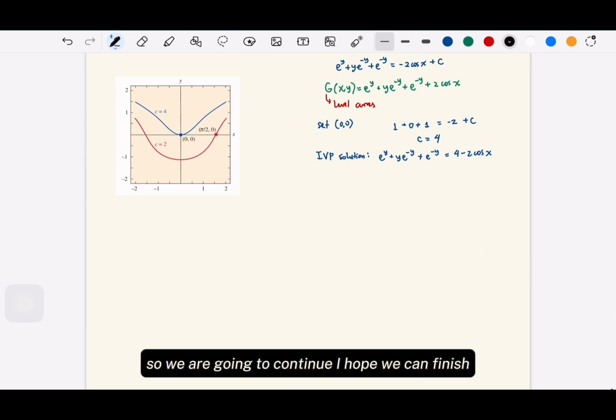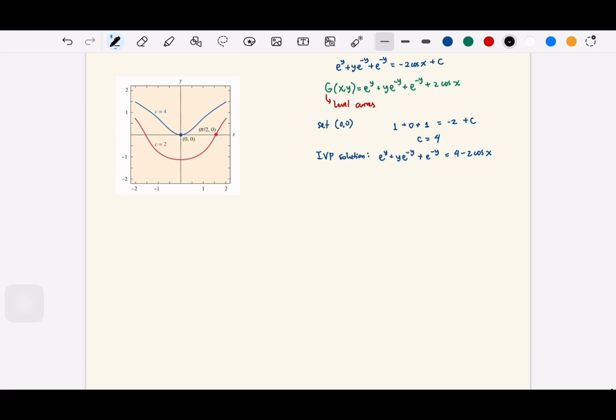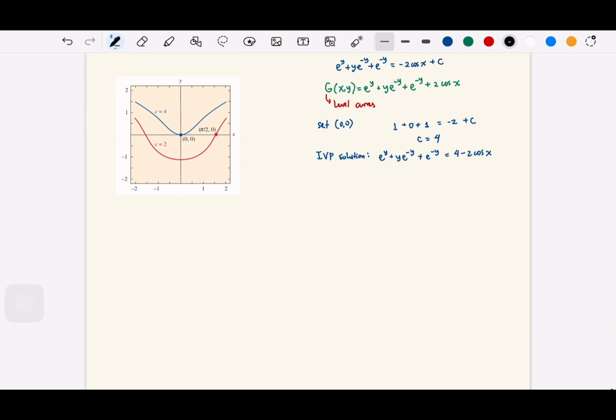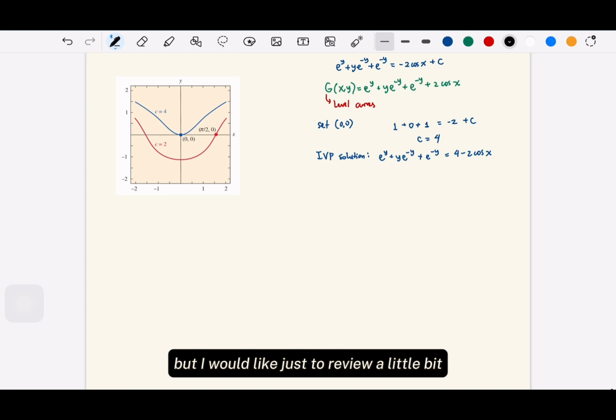So we are going to continue. I hope we can finish. Last time we discussed the separable equations, and I would like to move to another method. But I would like just to review a little bit and maybe give you another example.